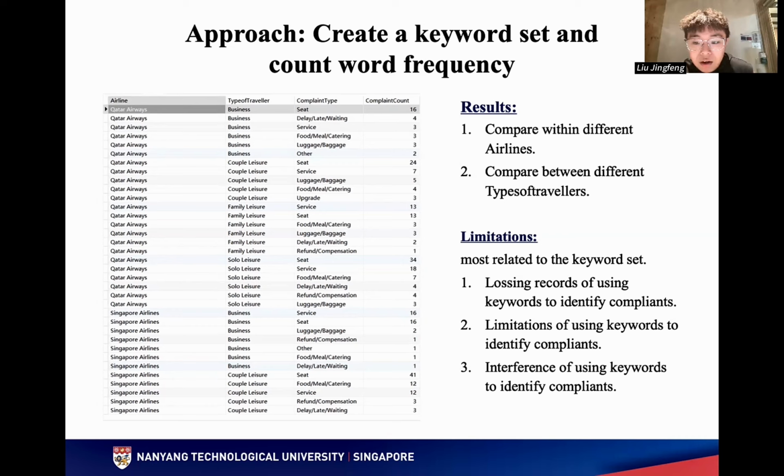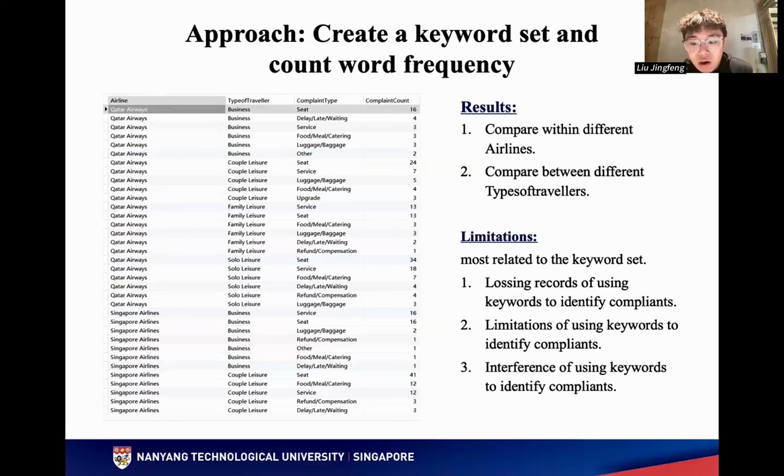Through further combination analysis, additional insight can be derived to help the airlines do better and better understand the needs of the customers. For our approach's limitations, there are three parts. The first is the loss of records related to the use of the keywords.